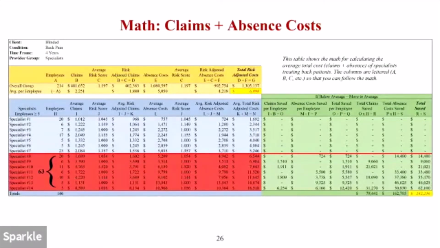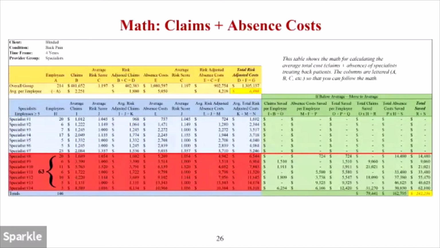Average claims cost, average absence cost is $5,000. Divide that by the risk score, and our average risk-adjusted absence cost is $4,200. Add the average claims cost and the average absence cost together, and our average risk-adjusted total cost to keep an employee with these back injuries at work was $6,098. They're highlighted in yellow. That's the average, the 50th percentile.